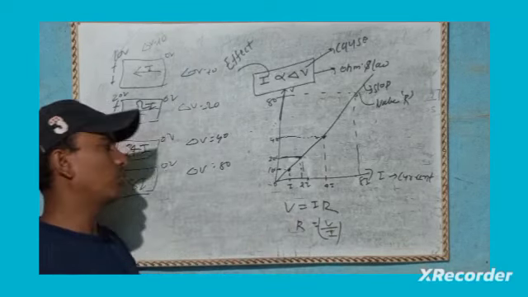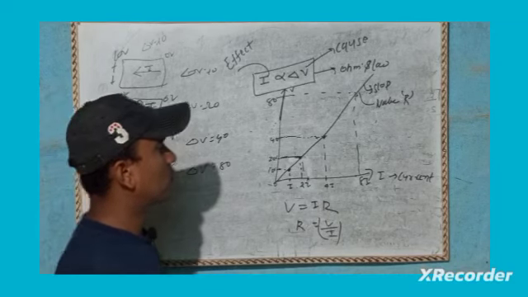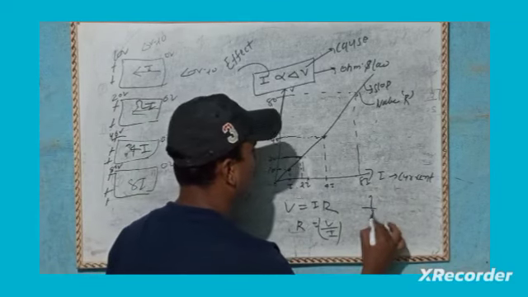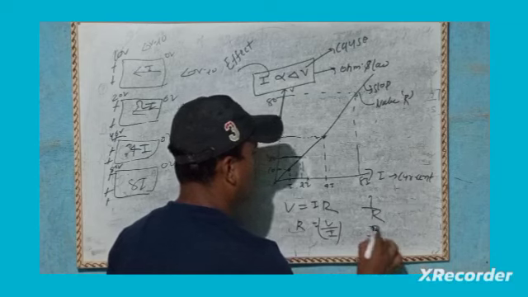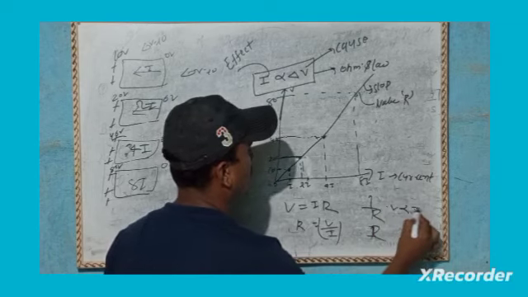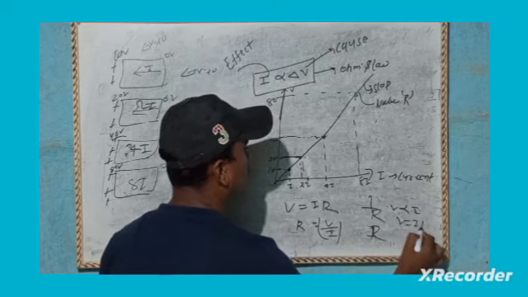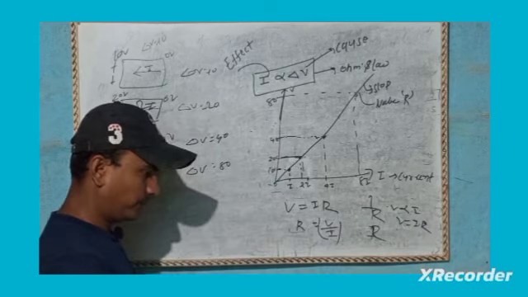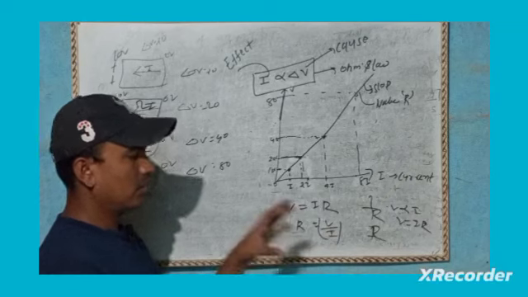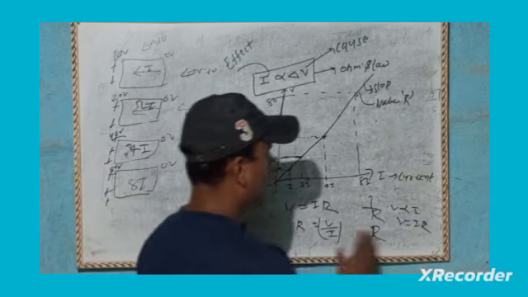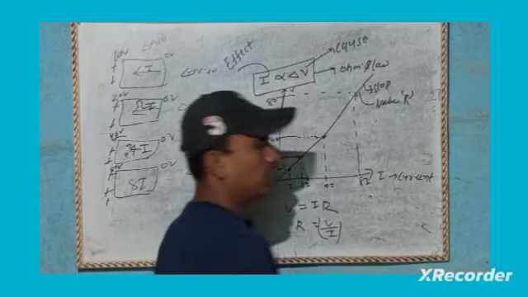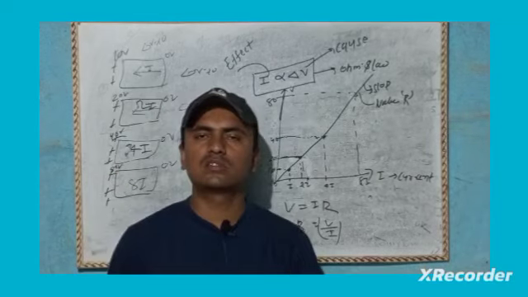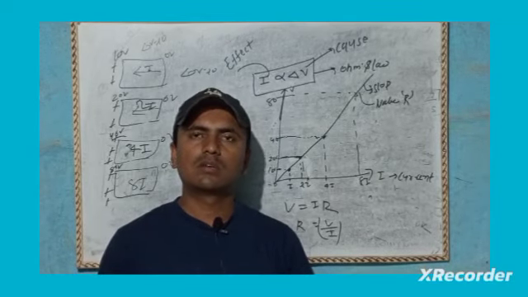Ohm proved exactly this. This proportionality constant is 1 by R. Some books write 1 by R because V is taken as directly proportional to I. The V is equal to IR. 1 by R is conductance, R is the resistance. But your question arises, what is the resistance?